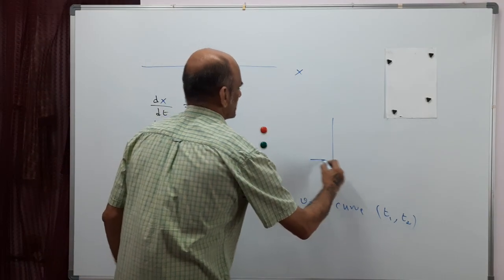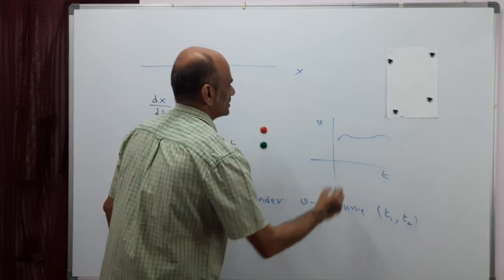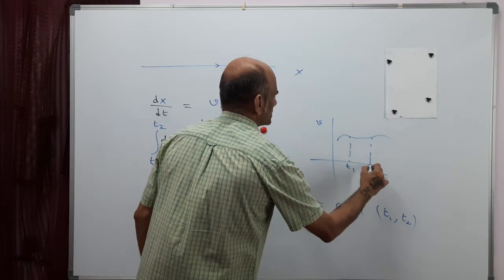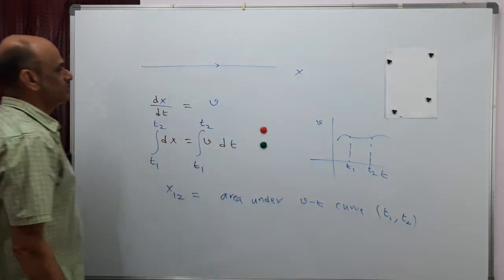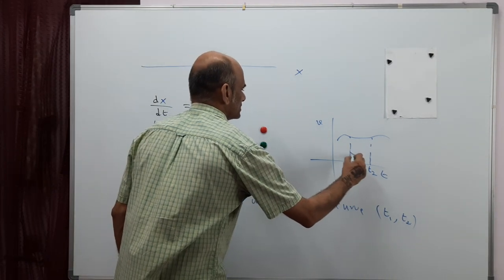Suppose the velocity time graph looks like this. So this is time t1, say, and this is time t2. So the displacement made in this time interval t1 to t2 is this area.